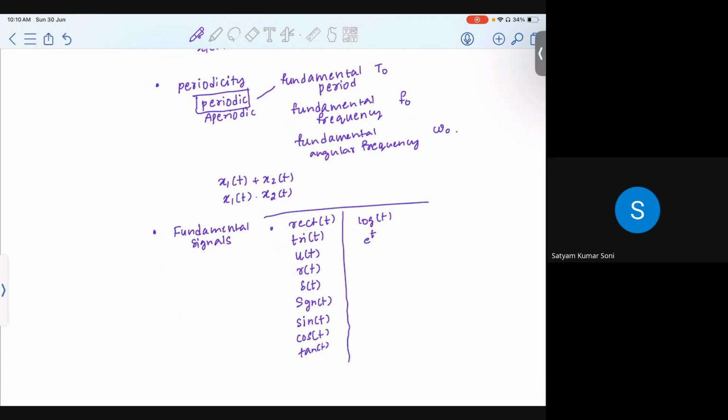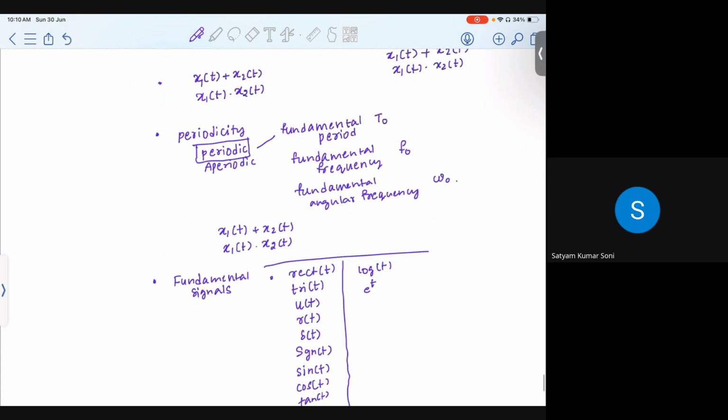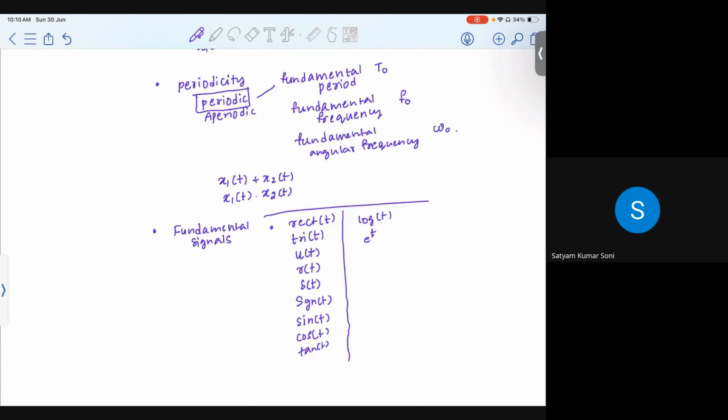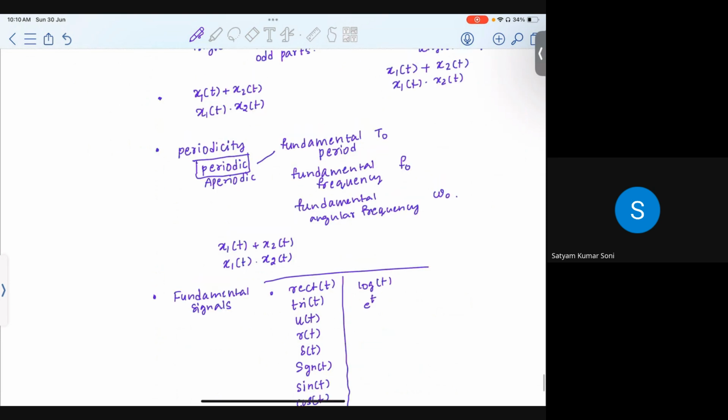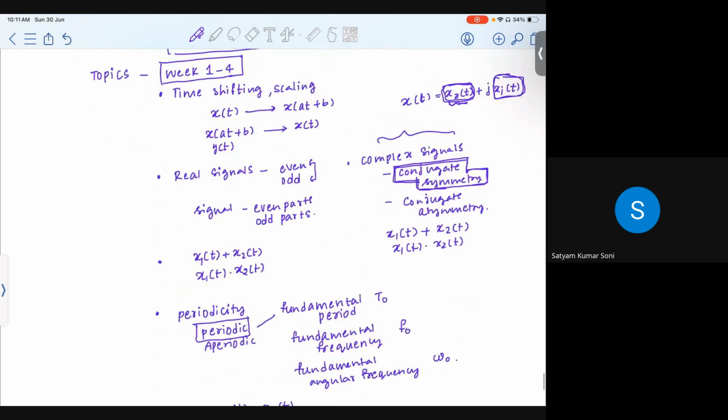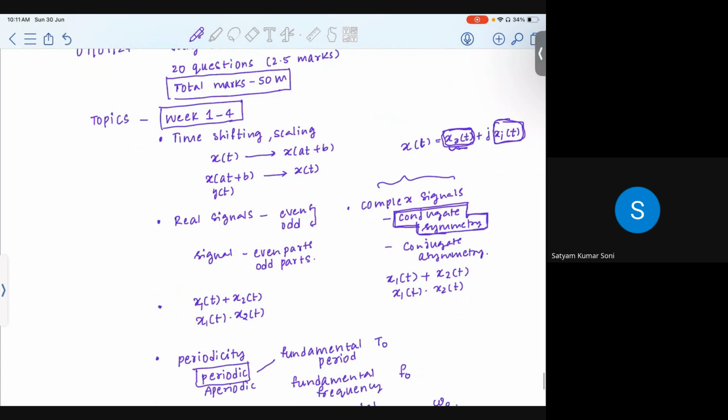Even if you have not seen these functions earlier in your other courses, it's always advisable to learn at least these fundamental signals during the first weeks of the signals and systems course, so that you will be comfortable in the later parts of the course. These are the things taught in the first 4 weeks, and also the topics on which you will be tested in your quiz 1. I hope you are ready.